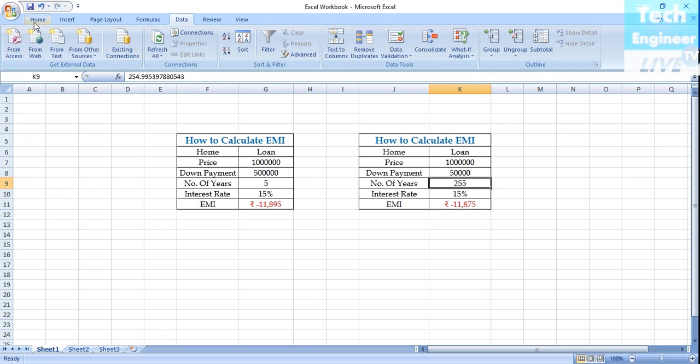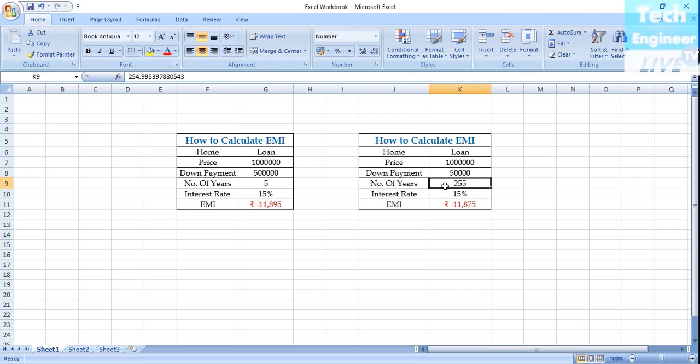So this much time it will take. And this is what the logic is all about: 255 years is what it calculated. Logically, that is quite a large amount of time for 50,000 only. And if you pay with an EMI like that, no company will give you a loan like that. But this is the logical result.